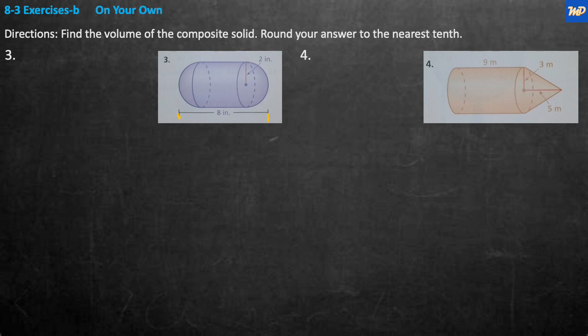So we know everything we need to know. This is a double hemisphere, 2-inch radius, 8 inches long. For the other problem, we have a 3-meter radius, right here, and we have a cone height of 5 meters and a cylinder height of 9 meters. With that, you should be able to go and solve these. When you come back, we'll do them together.